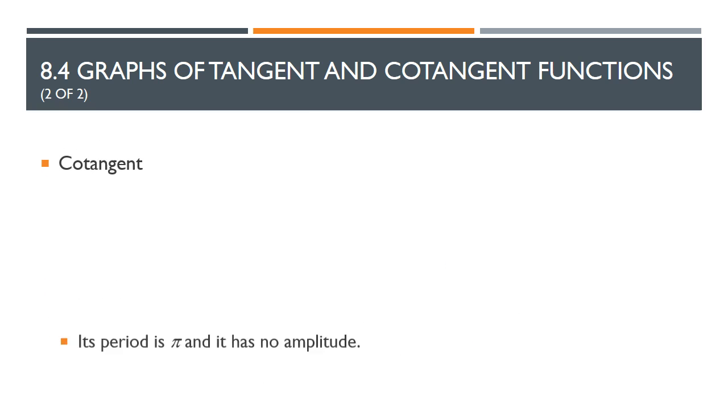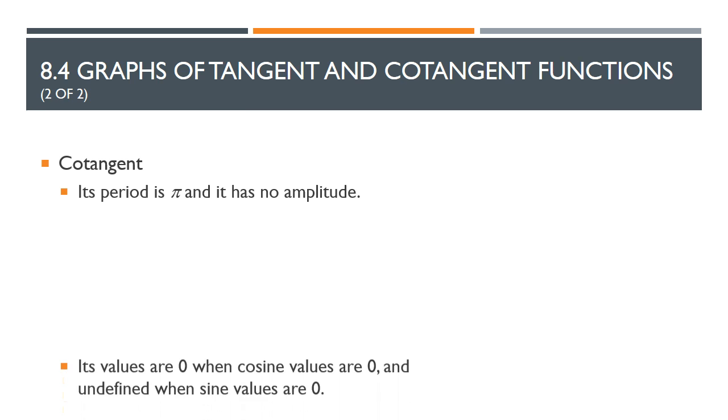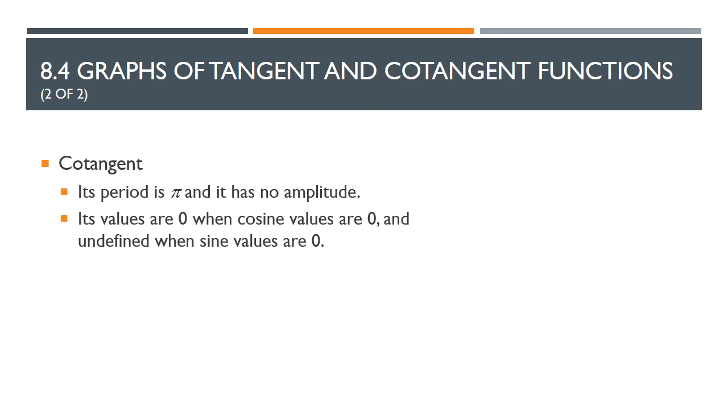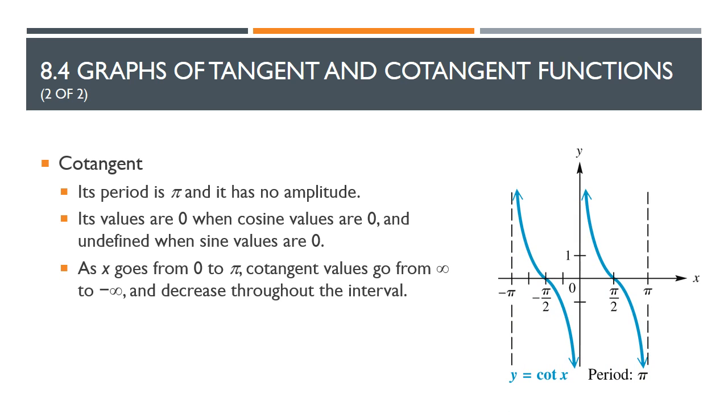The cotangent period is pi, just like tangent, has no amplitude just like tangent, but remember it's the reciprocal. So now our values are going to be 0 when the cosine values are 0 and undefined when the sine values are 0. And there's the graph of it. You can see it looks like it's the tangent, except it's been flipped and moved over. As x goes from 0 to pi, the cotangent values go from positive infinity to negative infinity, and it's a decreasing function, which means from start to finish, it's going down in one cycle.